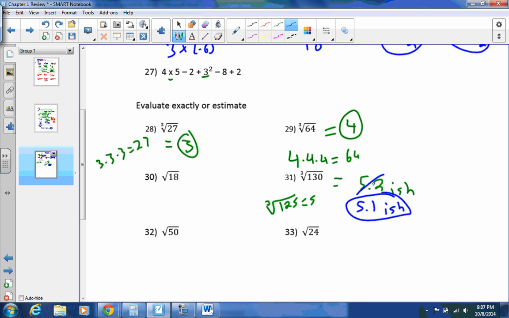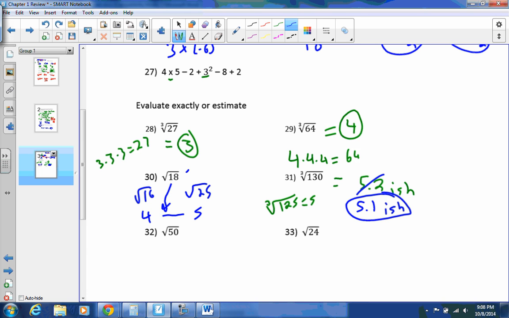Alright, so it has to do with estimating. And all these square roots are estimating as well. You have to know what's on either side of them. So we know the square root of 16 equals 4. Square root of 25 equals 5. So our answer is somewhere between 4 and 5, probably about right there.